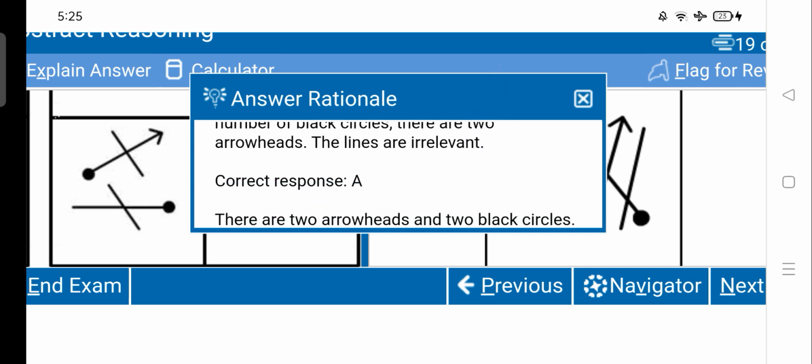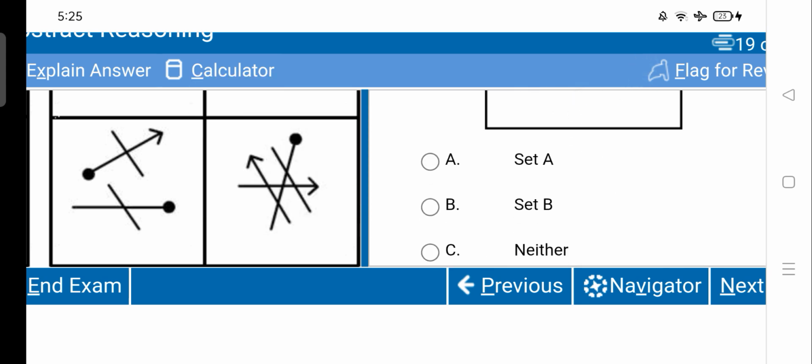So the correct response we have is option A. There are two arrowheads and two black circles. That's how the correct option we have is option A, that is set A.